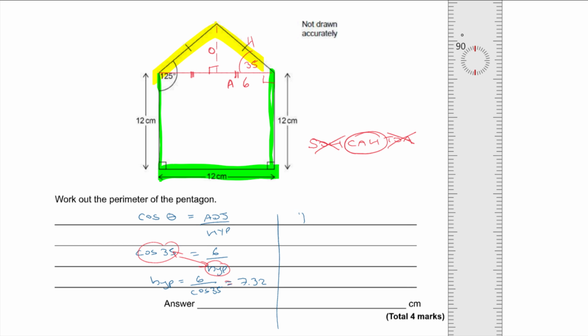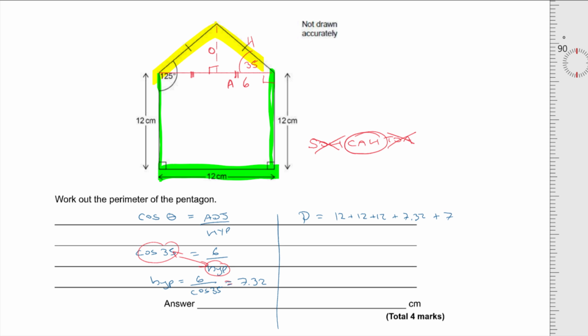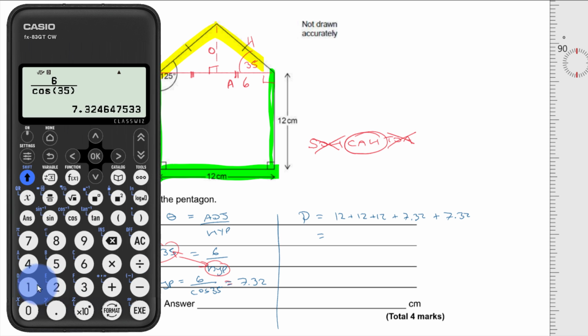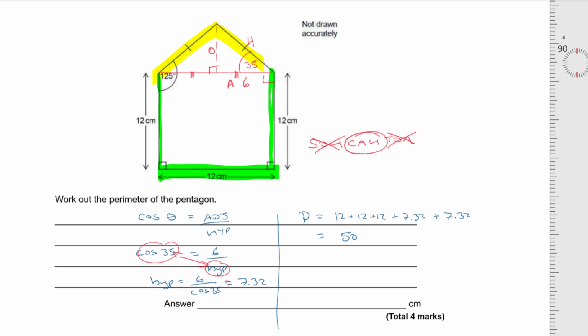Finally the perimeter is going to be the 12 plus the 12 plus the 12 plus the 7.32 plus the 7.32, the two equal sides along there. I've written down 7.32, but I am going to use the calculated value. So I'm going to take my last value, times it by 2, and add on 3 lots of 12, and that comes to 50.64. I'm going to round that down to 50.6. And that's going to be in centimeters, isn't it? So that's my final answer, 50.6.